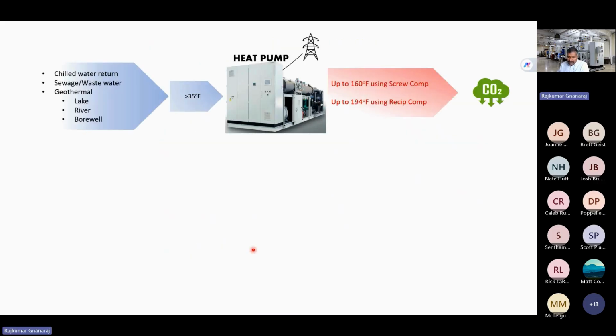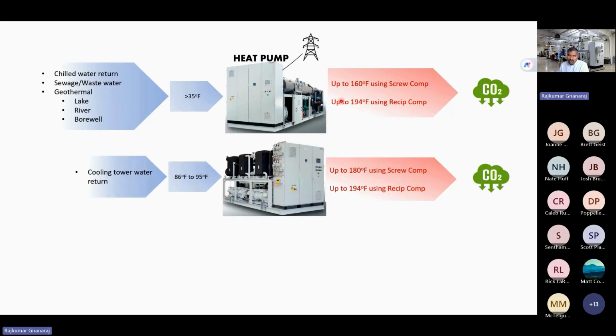So far we have seen using chilled water as a source in a heat pump to generate hot water. If we use a screw compressor, we can achieve 160-degree hot water. If we use a reciprocating compressor, we can achieve up to 194-degree Fahrenheit. But there are other waste heat sources you can use also, like sewage water, wastewater, or any kind of geothermal application.